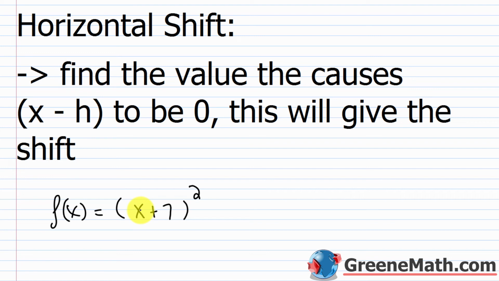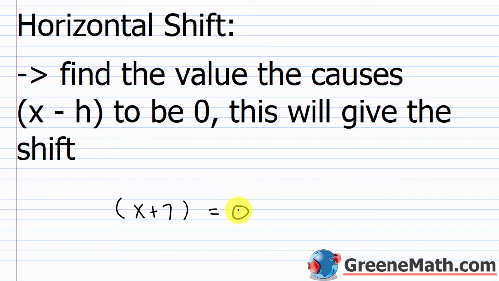So this is a little trick. It's not something to confuse you. If you're lost when you're talking about horizontal shifts, just find the value that causes the quantity x minus h to be 0. Okay, so forget about the squared, forget about the f of x, forget about the notation. What would cause this to be 0?